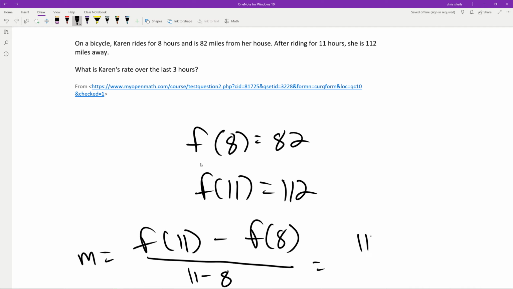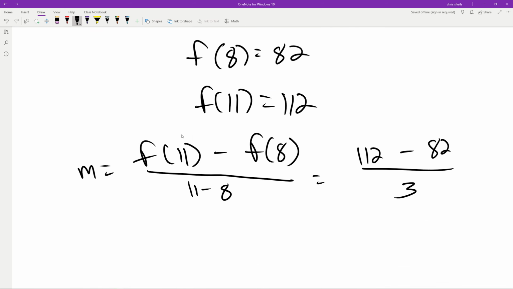F of 11 is 112 minus f of 8 is 82, over 11 minus 8 is 3. This is, let's see, 112 minus 82, that's 30, divided by 3. This is 10 miles per hour.